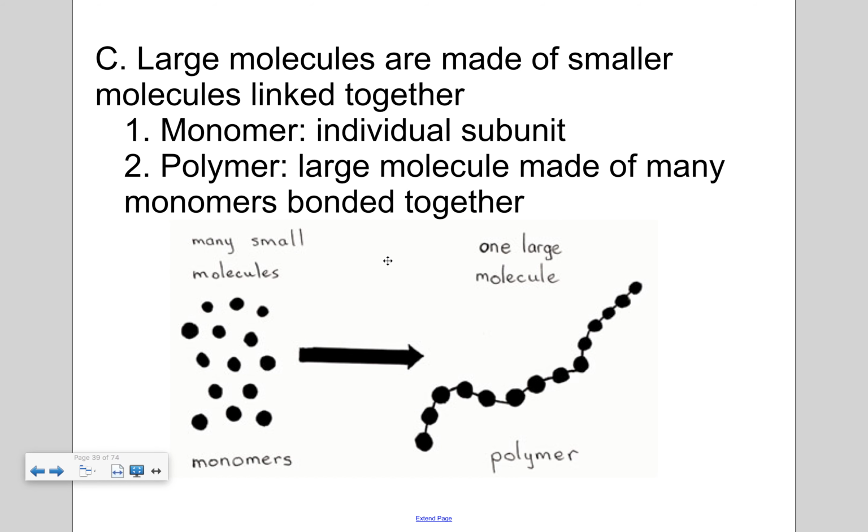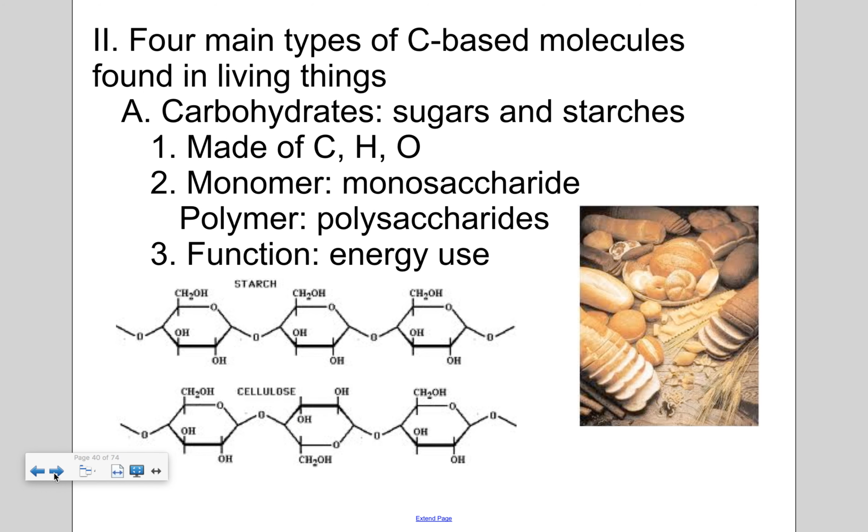Large molecules are made of smaller molecules that are linked together. So some key terms I need you to know: monomers versus polymers. Monomers are individual subunits, and polymers are the large molecules that are made up of those monomers. So here I have a bunch of monomers, but if I link them together, I'm going to form a polymer. The 4 main types of carbon-based molecules found in living things are carbohydrates, nucleic acids, proteins, and lipids.